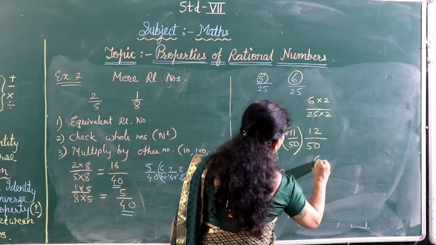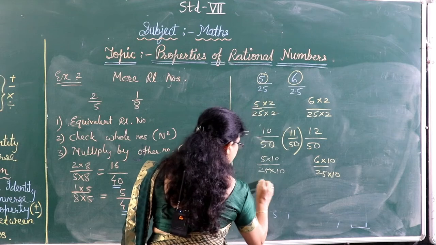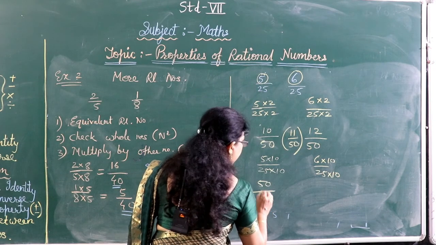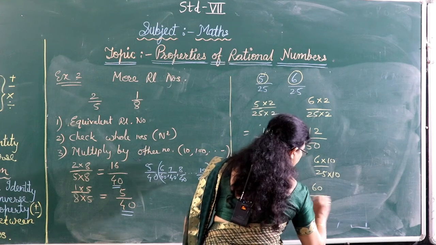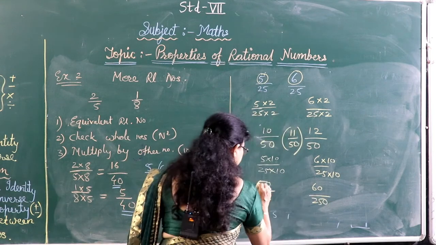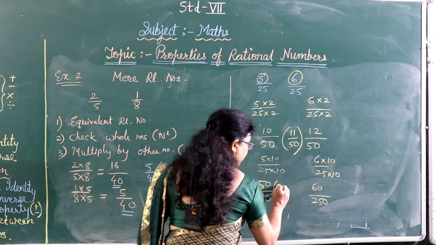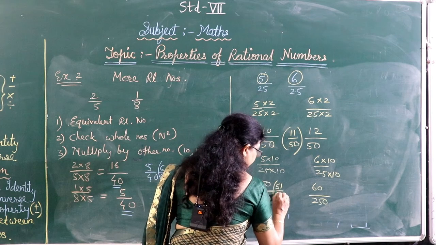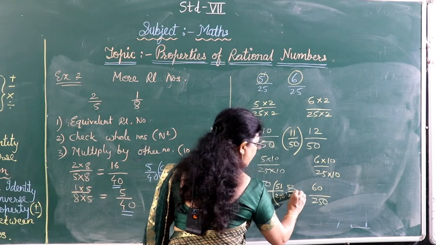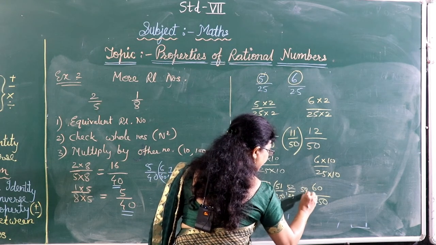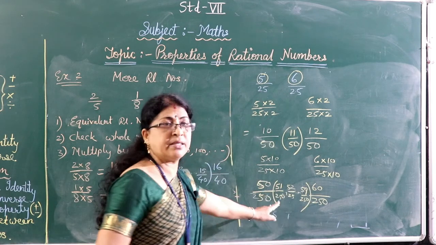Multiply 5 upon 25 by 10, and 6 upon 25 also by 10. So what will you get? 5 tens are 50, 25 tens are 250, and here 60 upon 250. Now between 50 and 60, how many numbers will you get? Your numbers will start from 51 upon 250, then 52 upon 250, 53 upon 250, like this till 59 upon 250. Like this you will get all these numbers between them.